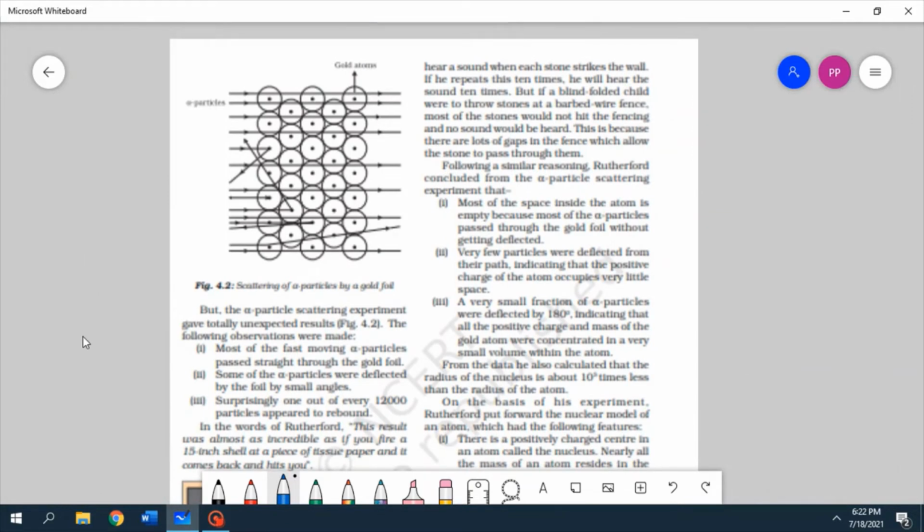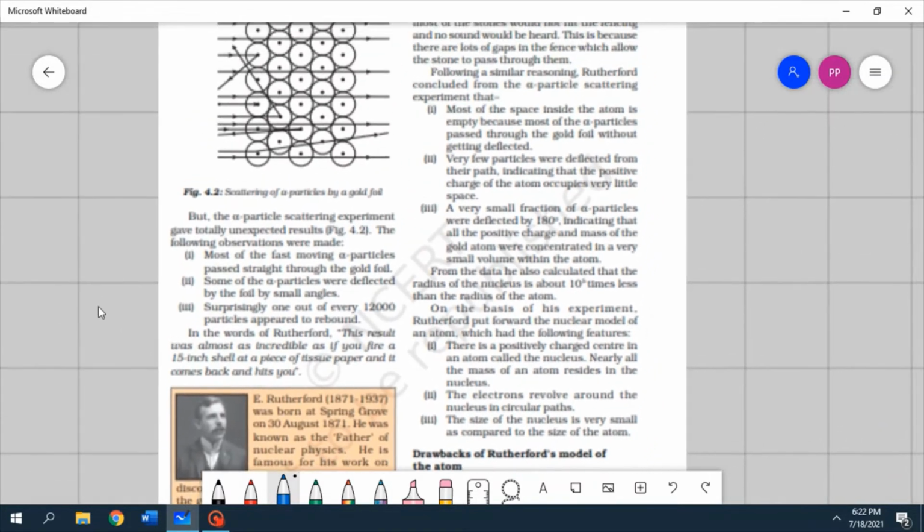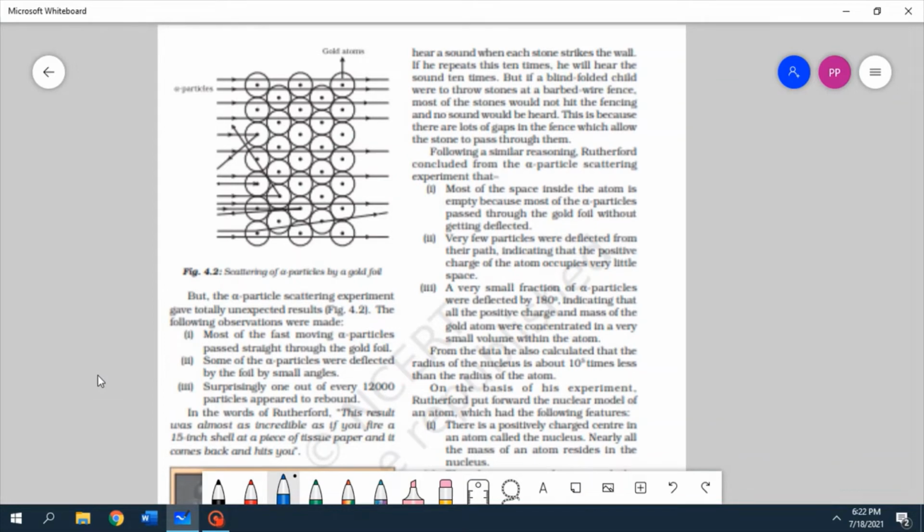But the alpha particle scattering experiment gave totally unexpected results, and the following observations were made. So most of the fast-moving alpha particles passed straight through the gold foil. All right. So most of them, if you see these, most of them passed straight through without any obstruction, without being deflected. Some of the alpha particles were deflected by the foil by small angles. By small angles, there were some, but very few particles appeared to rebound. That means they were deflected by large angles. So 1 out of every 12,000 particles appeared to rebound.